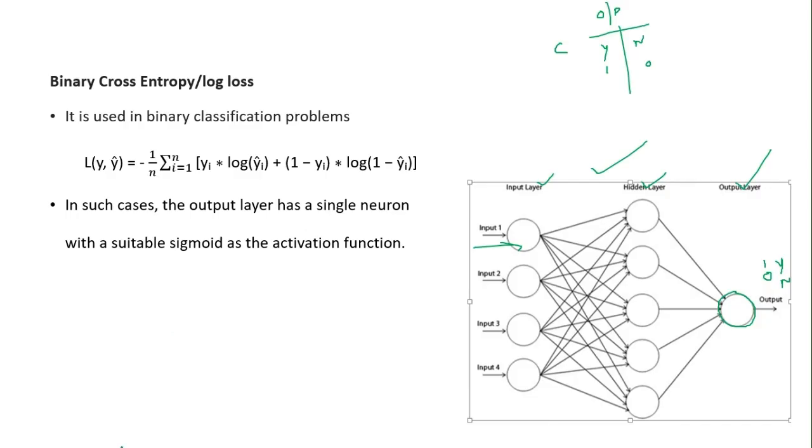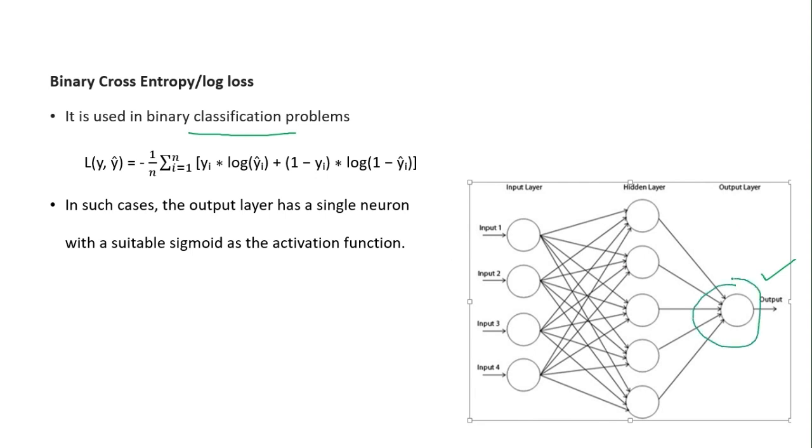So the binary cross entropy loss function is used for binary classification problems, like we have just discussed. As we can see here, there is only one neuron in the output layer. In such cases, the output layer has only a single neuron with a suitable sigmoid activation function. We discussed in the last session the different activation functions. At that time, I explained what the sigmoid activation function is, and that it is used for binary classification only.